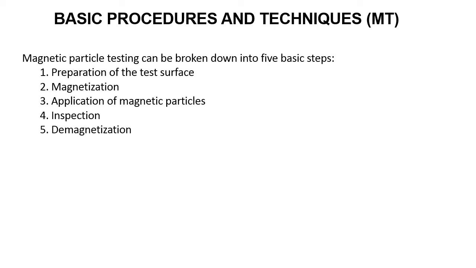Basic procedures and techniques for magnetic particle testing. Magnetic particle testing can be broken down into 5 basic steps: preparation of the test surface, magnetization, application of magnetic particles, inspection, and then demagnetization.